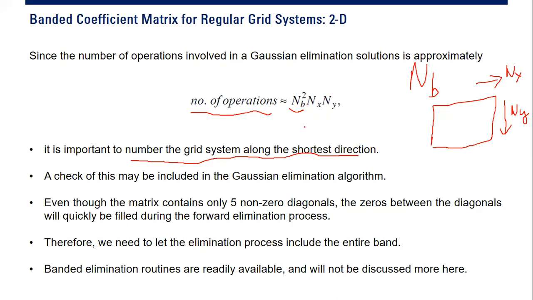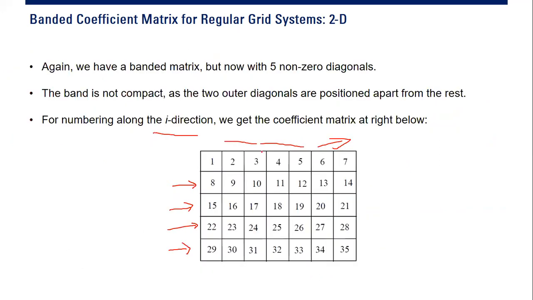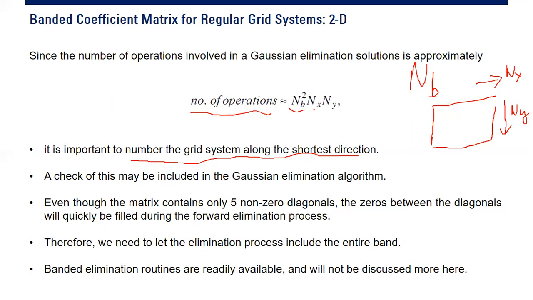Okay, but if we use the numbering along the I direction, you get NB 2 multiplied by 7 plus 1 is 15. So 15 squared multiplied by 7 multiplied by 5, you get the number of operations if you do the numbering along I direction. So of course, in this case, numbering along the J direction gives us fewer operations, right?